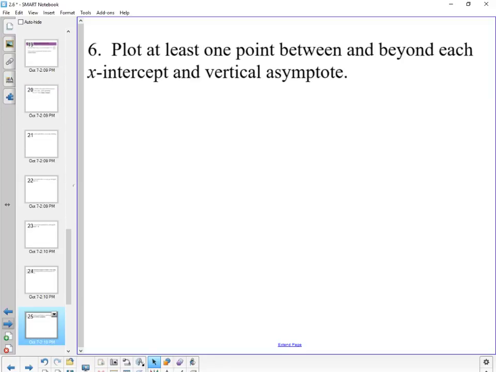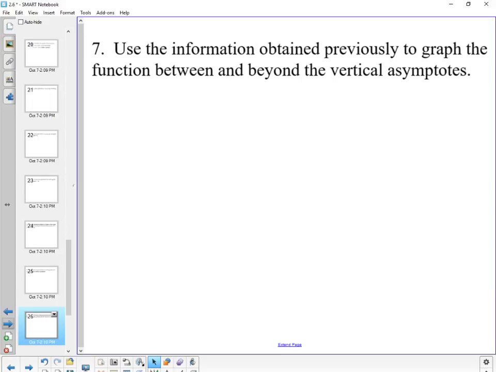Plot a couple of points on each side. That's just primitive stuff, right? I want to try to get you the other one: use the information obtained previously. I'll give you some insight.